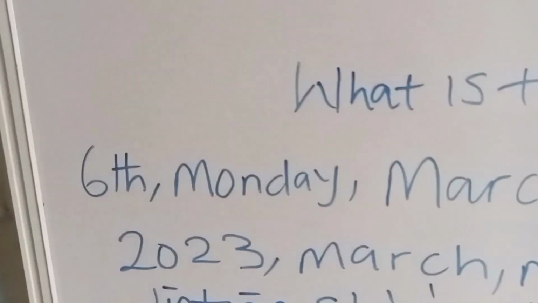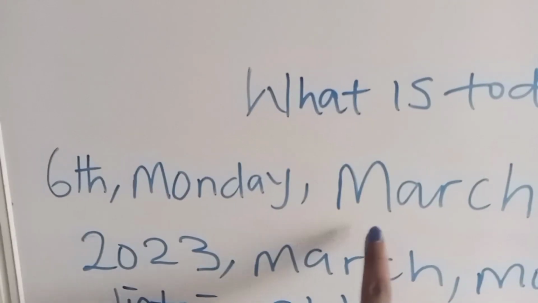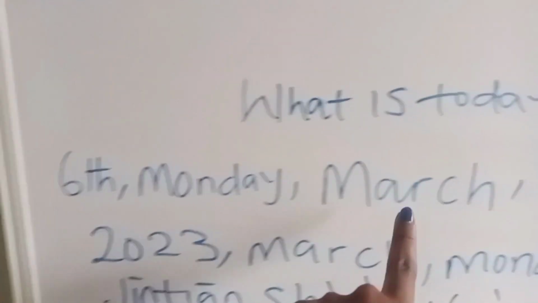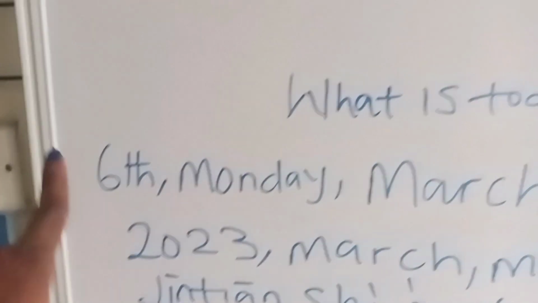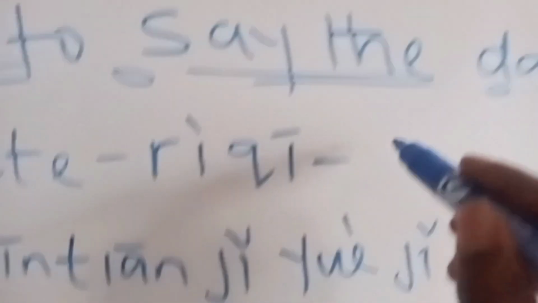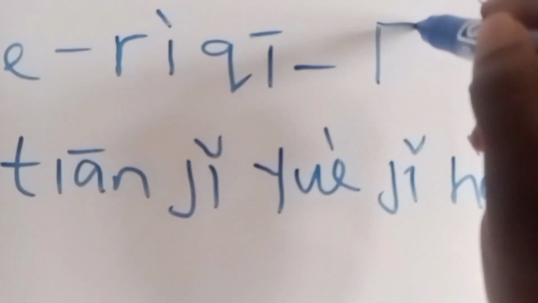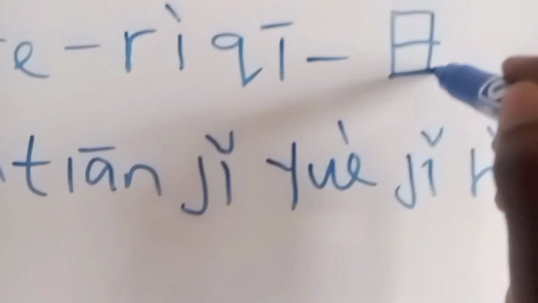And another thing I said is, do not say 6th of March when you are saying the date in Chinese. It must be March 6th, not 6th of March. Let us write these characters. I love to write characters. The reason I find it easier to write now is because I write characters every day.